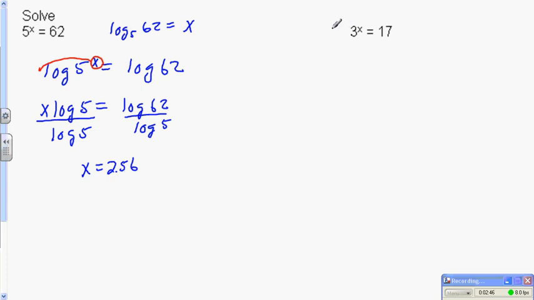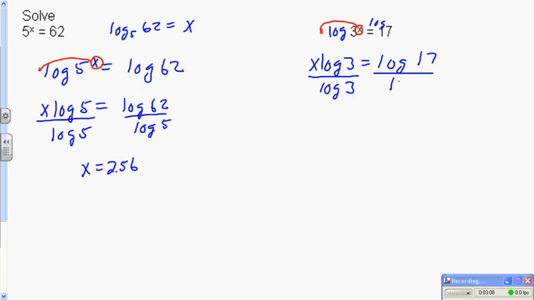So yeah, the next one we would do the same way. Take the log of both sides, which allows us to take the variable and bring it out in front. And again, we can solve by dividing both sides by log 3. And x will equal about 2.58.